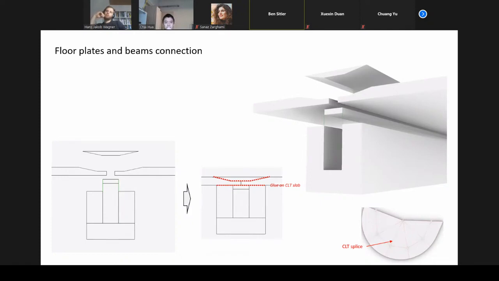But then we wanted to make it all continuous, so we were thinking maybe we could take the top ply of the CLT and cut it out at a horizontal cut or an angled cut, and then glue it in on site, to be consistent with all the other glued joints.